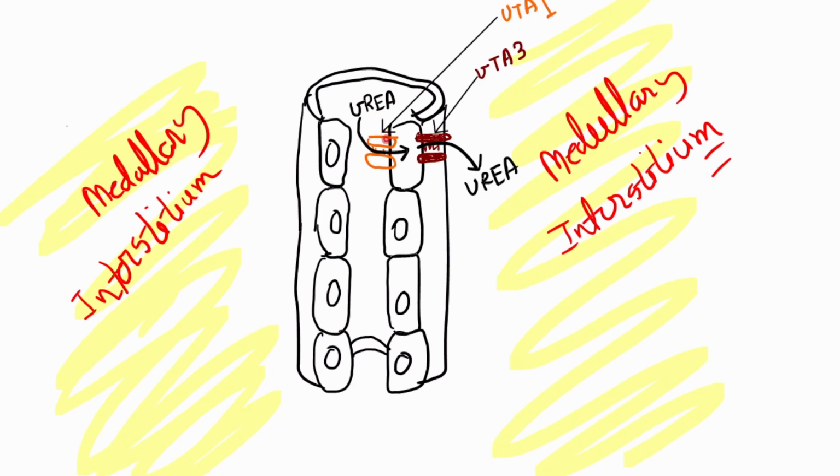UT-A1 pulls the urea from the lumen into the cell, and UT-A3 pulls the urea from the cell into the medullary interstitium. And this process maintains the steep hyperosmotic medullary gradient. Some people might think, wait, it was supposed to be secreted, but why is it getting reabsorbed again? And if any one of you get that thought, you are completely right that it's getting reabsorbed, but eventually it will get excreted in the urine.